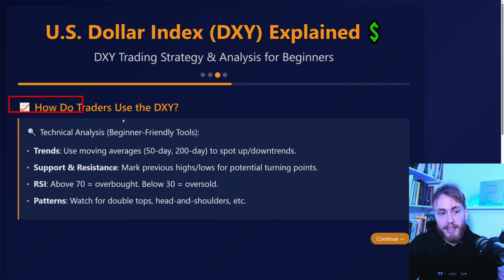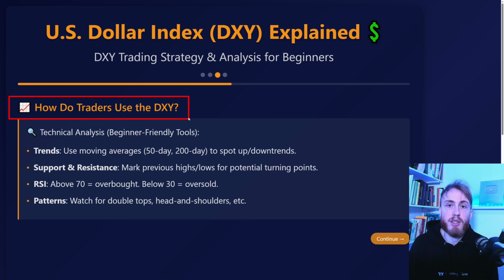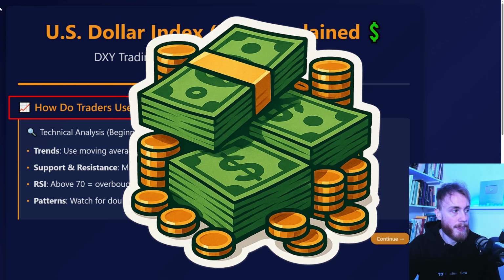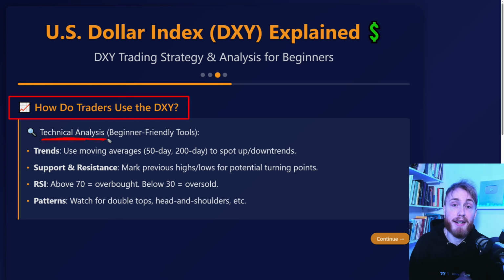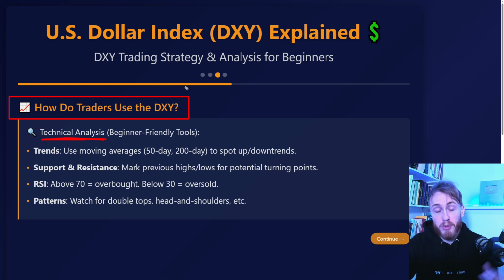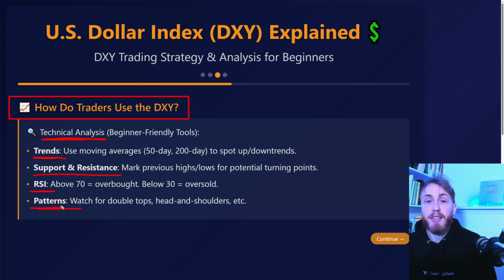But right, so now let's take a look at how traders use the DXY to make money. And the first method you can definitely use is something called technical analysis. And if you have been following our channel for a while, you know that we have tons of technical analysis content right here on YouTube. Some things you can use include trends, support and resistance, the RSI indicator, and patterns like chart patterns and candlestick patterns.